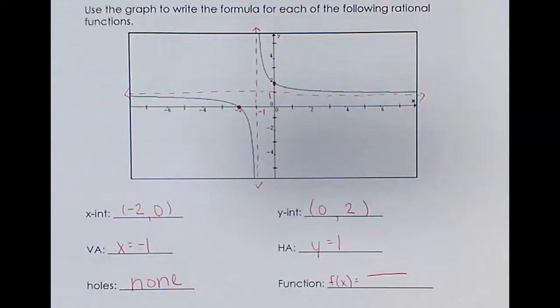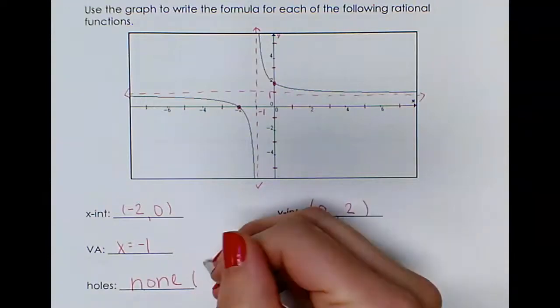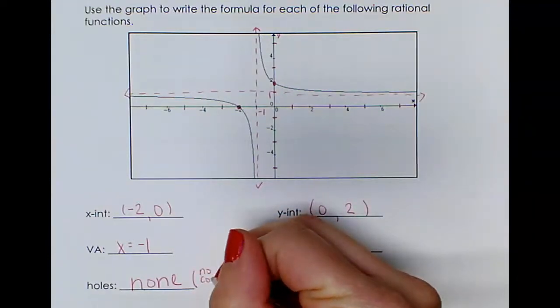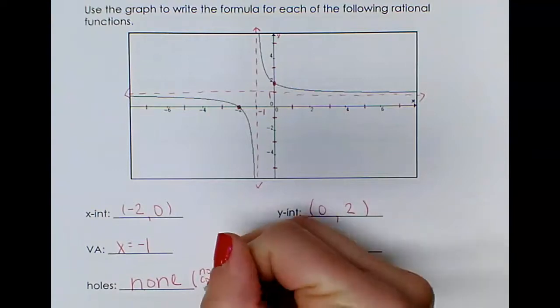And now it's time to write our function from this. Each piece of information that we found gives you information about the function. For example, if there are no holes, that means that there are no common canceled factors.